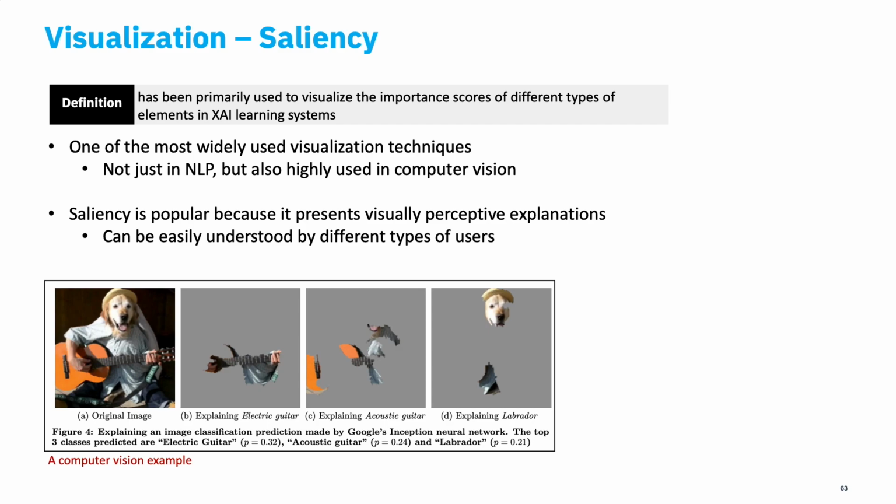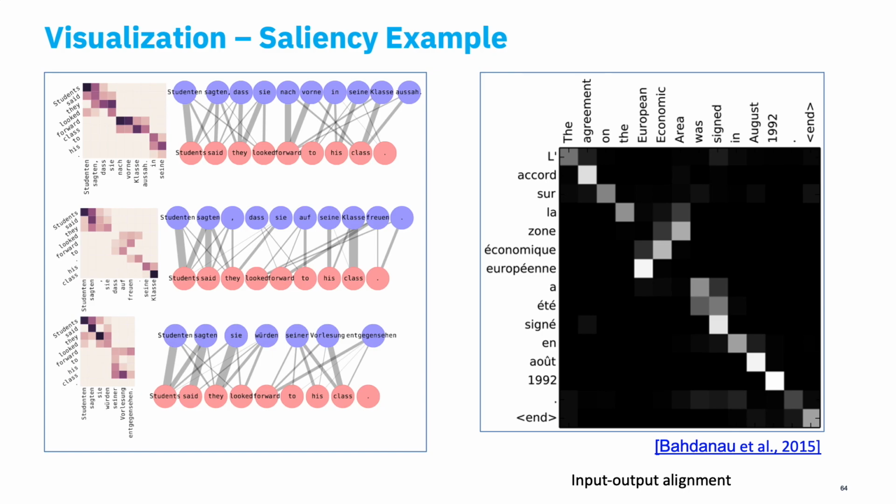Here we show an example of using saliency to highlight the most important parts of an image for a computer vision task. Clearly, for computer vision tasks, saliency-based visualization is self-explaining and human comprehensible. Here are two other examples of saliency-based visualization.